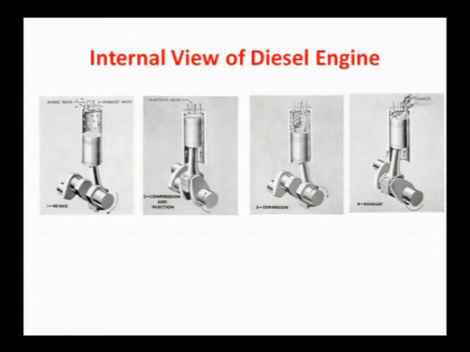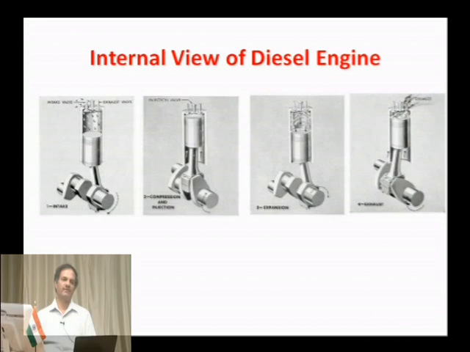Now, the internal view of a diesel engine, because diesel engine works on the diesel cycle. So, the intake is the air is taken into the cylinder, piston moves down. So, that you can see here in the first figure. Then the compression and ignition, when the piston moves from BDC to TDC, air is compressed, the fuel is injected through an injector. So, because of that very high temperature of the compressed air, the diesel is ignited.